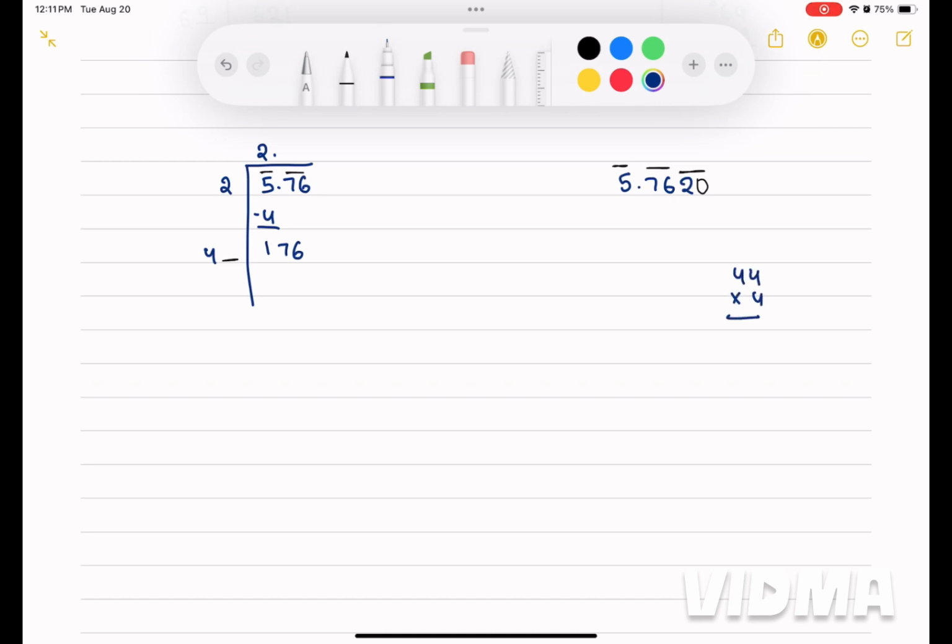44 into 4 should give us 176. And it has. So 4 4s are 16. So the square root of 5.76 equals 2.4. There you go. Let's try some other number. I'd say let's go for a bigger decimal this time.